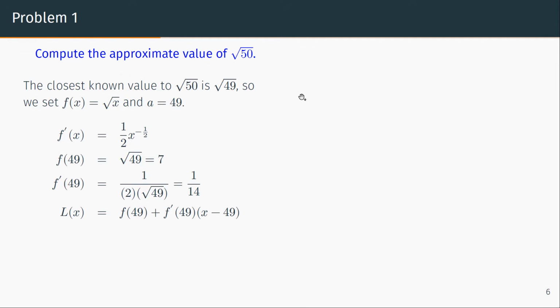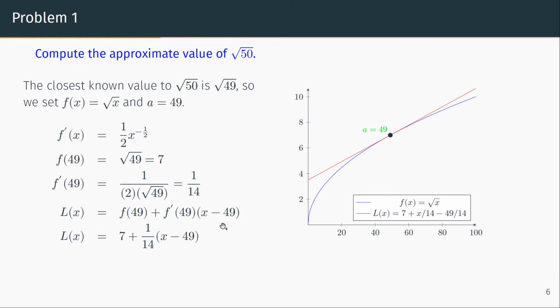So we get the linear approximation of the function L of x is equal to f of 49 plus f prime of 49 into x minus 49. Because here a is equal to 49, so we replace the appropriate values, and this is the equation of the straight line that we get. So you see, this is a linear function L of x, which we would be using to approximate the given function f of x is equal to square root of x.